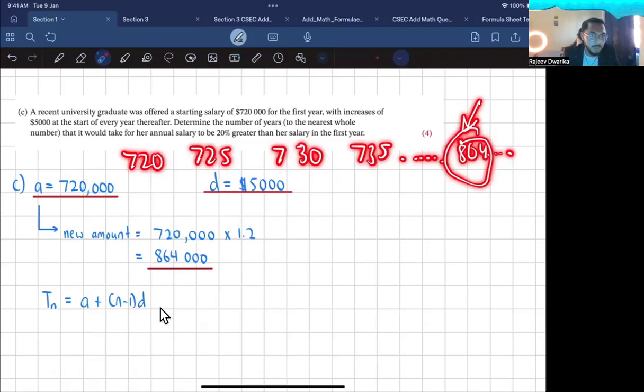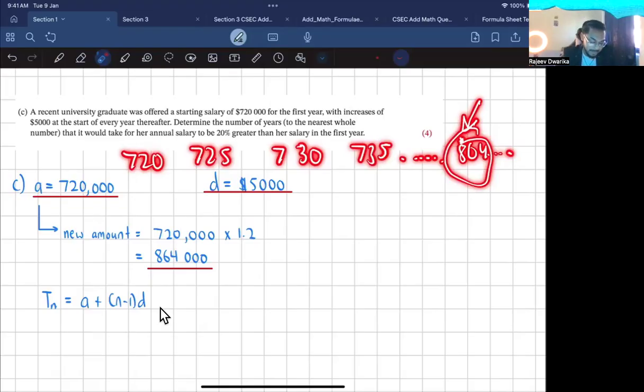But Kira, do I know what the term is? Do I know if it's the sixth term, the eighth term? No. So that is why I need to use the T of n formula, because I don't know what the term is. I know the value of the term, but I don't know which term that is. I don't know if it's the ninth term, the 10th term. So I use the nth term formula. You can see it now?